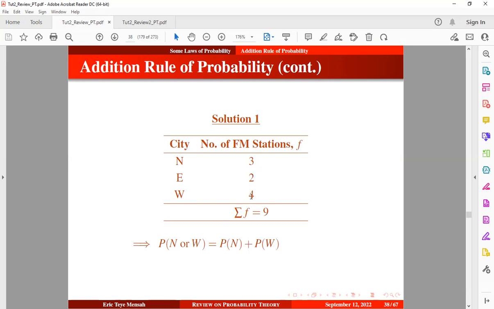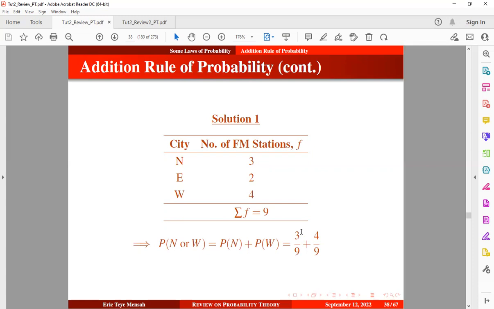Now we can see from here that a station that is stationed at the north can never be in the east or in the west. So these are mutually exclusive events. So the probability that a station is either from the north or west can be expressed in this form: probability of the north plus probability of the west. And we can define it in this form.